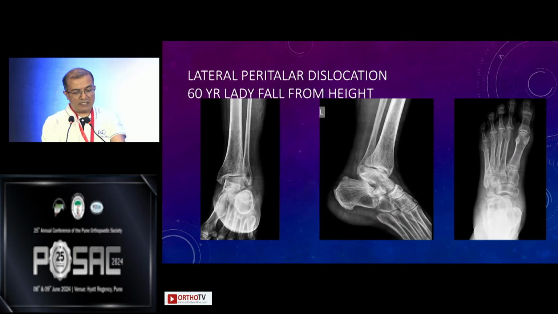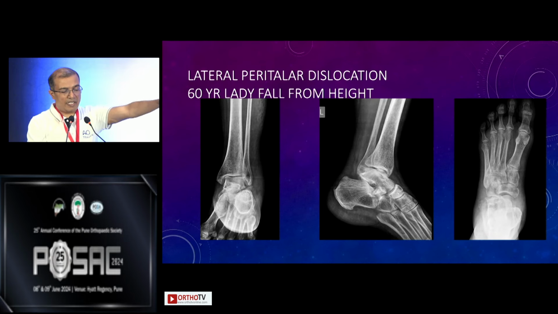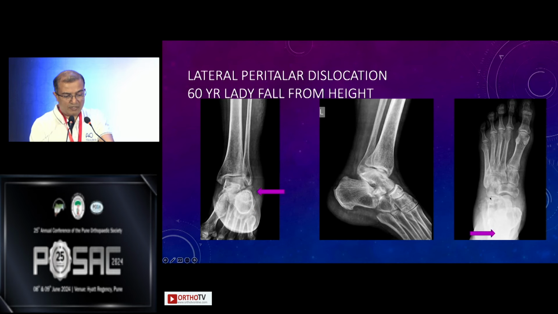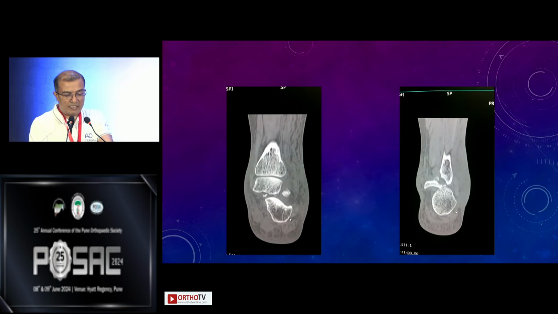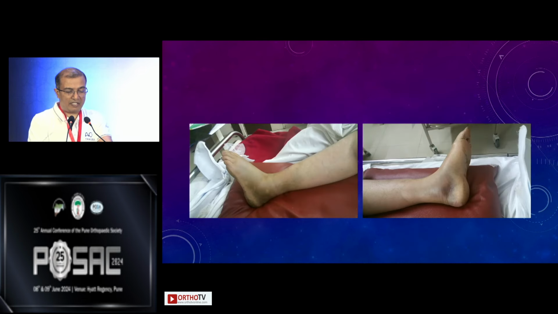Now look at this. She is a 70-year-old lady, fell from a height of about 2 to 3 feet. She was standing on a chair and she fell down from that. Again, an easy injury to miss. See this, very subtle talonavicular subluxation and subtalar as well. So don't miss it. A CT scan was done. See this, the subtalar is totally dislocated. Looks quite innocent, but has significant injury.